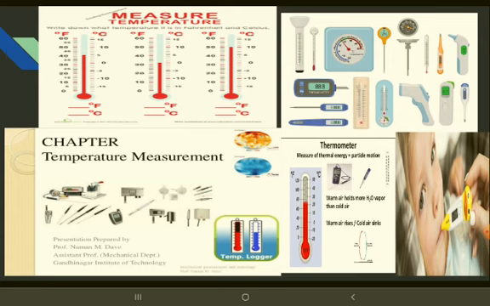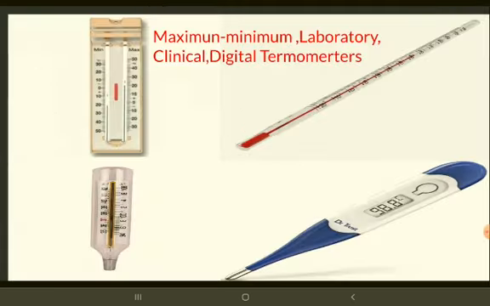Thermometers are of different types such as maximum minimum thermometers, laboratory thermometers and clinical thermometers. The maximum minimum thermometer is used to record the highest and lowest temperature of the day for the weather report. So how is this weather report useful?